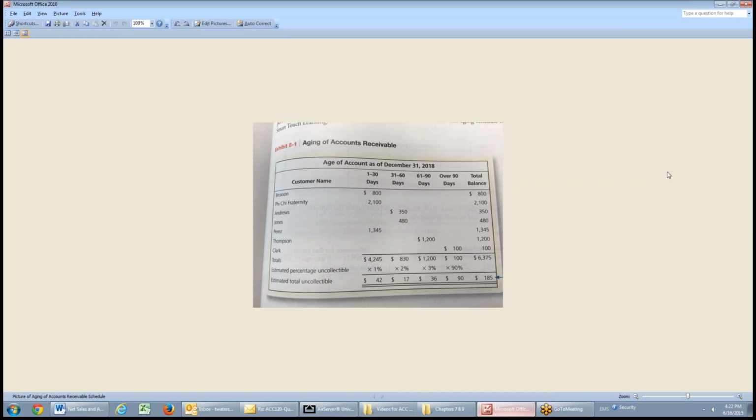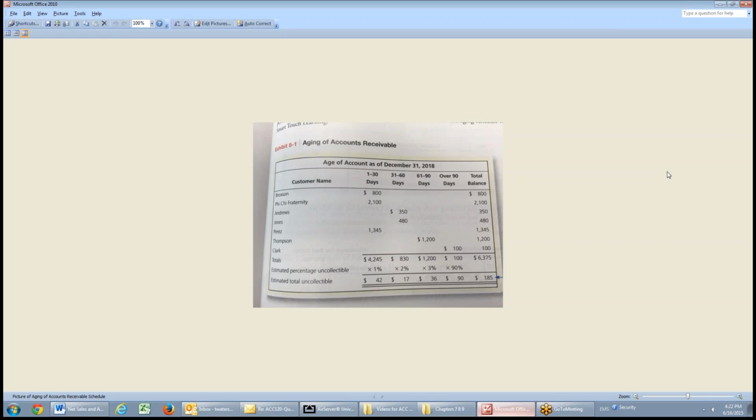Take a look at the 1 to 30 day category. We estimate that 1% of those will be uncollectible. And if you look at the ones over 90 days, about 90% of those will be uncollectible. Basically, the older an account gets, the less likely we will get our money. That's probably common sense. The longer somebody doesn't pay, the less chance we have of getting our money from them. So the percentages are going to differ by category.